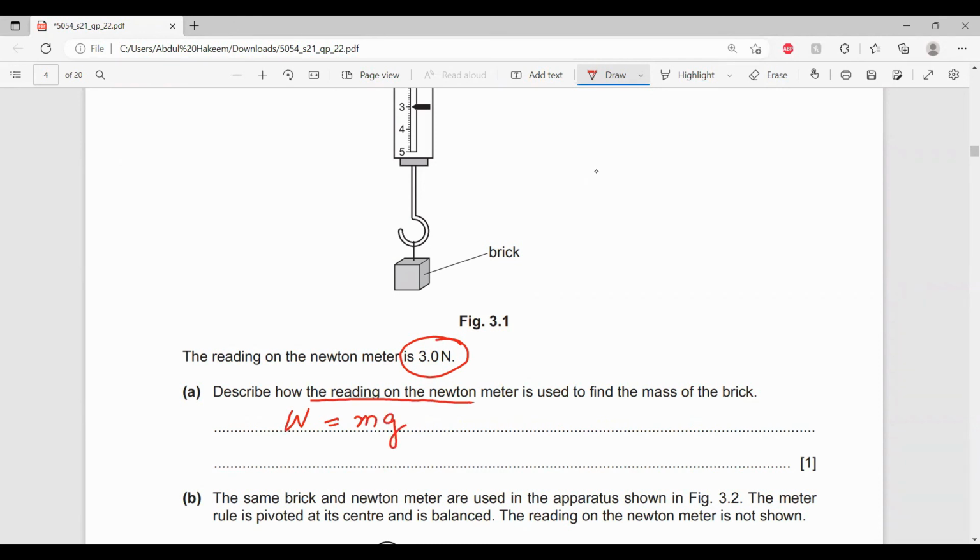Describe how the reading on the Newton meter is used to find the mass of the brick. So the mass of the brick is equal to weight divided by g. So the weight divided by 9.81. No need to calculate the answer. We have to just inform about the method. So weight divided by the value of g is the mass.